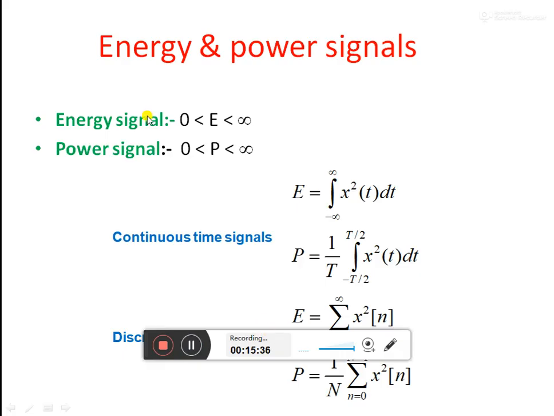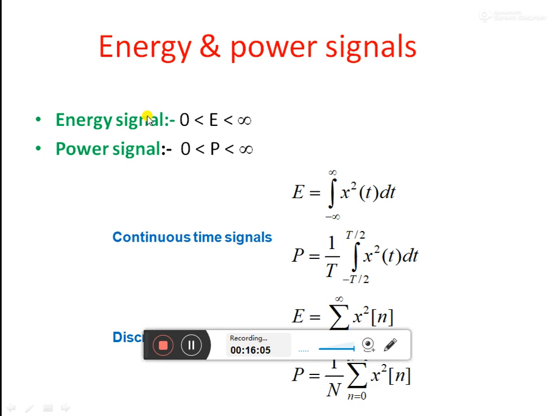The next classification is named as energy and power signals. Energy signals are those signals which have a finite energy and zero power. Power signals are those signals which have a finite power and infinite energy. So based on the energy value and power value, whether they are finite or infinite, we can classify the signals as energy signals and power signals.